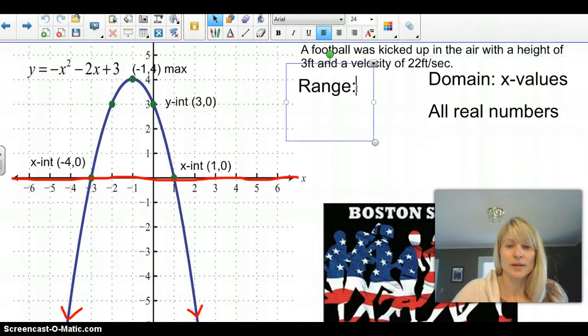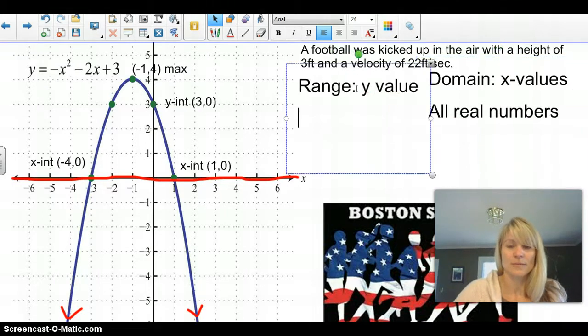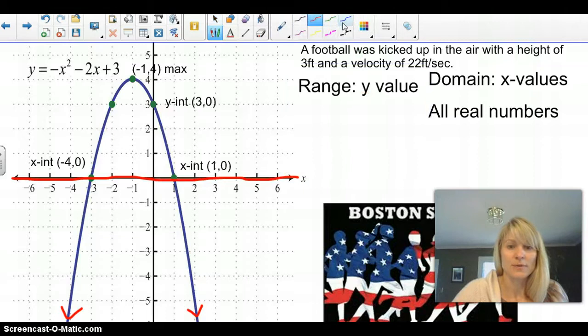For the range, we're talking about the y values. The y values are which parts of the y-axis are going to be used for this graph. And looking at this graph, you can see that the graph starts here. It doesn't cover any part of the y-axis above it. So this is at the 4. And then it continues to go in the downward direction forever.